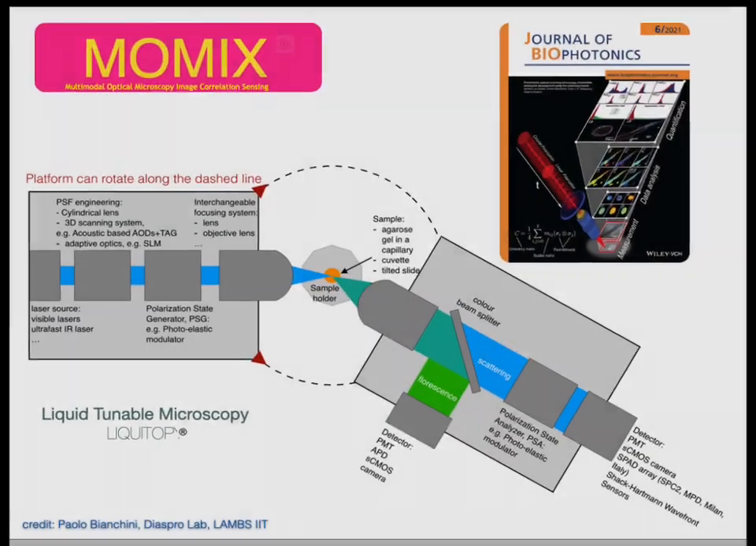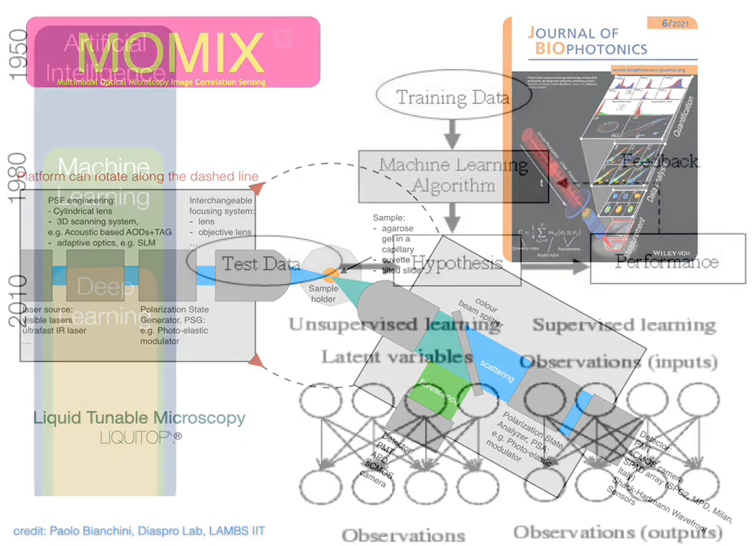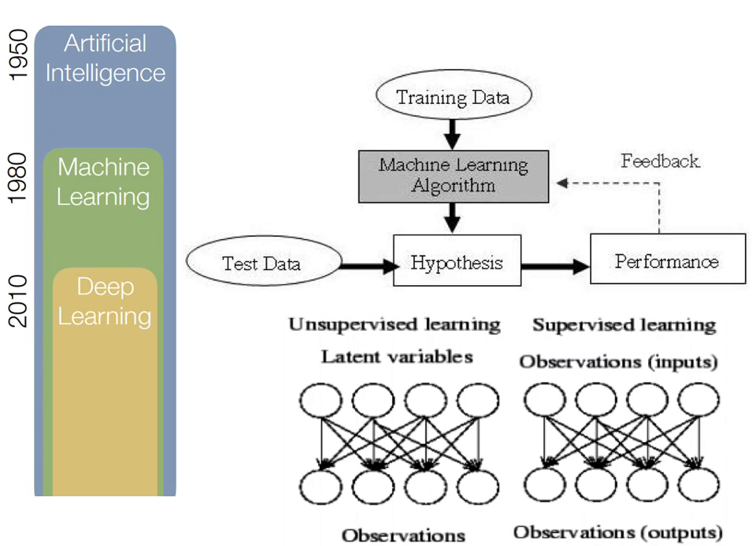Well, this is MOMIX, a lot of data, using so many modalities of interaction with the sample. But now we need another element. So we have the lens, we have visible light, and now we can add intelligence. We can use all the advances made in terms of artificial intelligence since the 50s: artificial intelligence, machine learning, and deep learning.